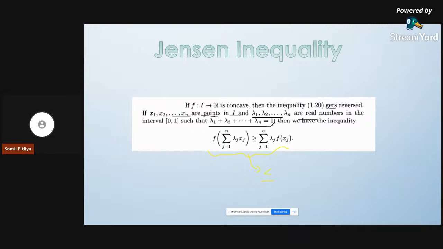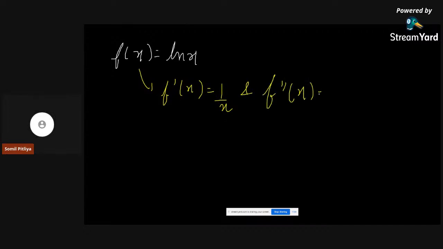Okay, so let us move to our proof of AM-GM. Now, I am assuming my function f of x to be ln x. Now, is this convex or concave? We can find the double derivative. So f dash x will be 1 upon x, and f double dash x will be minus 1 upon x square.